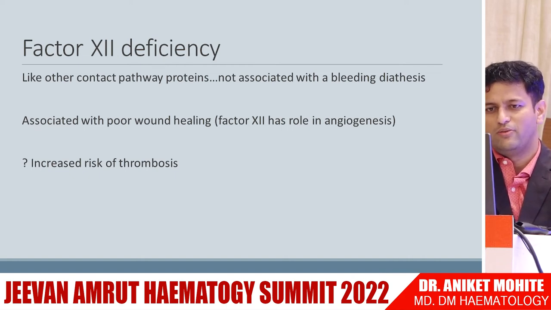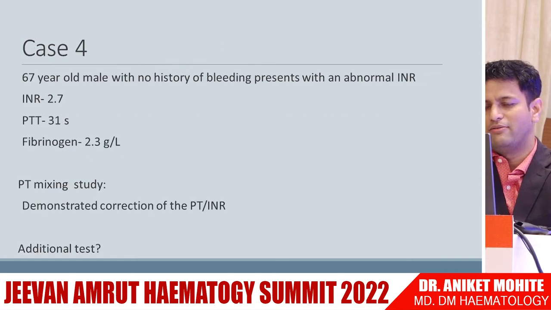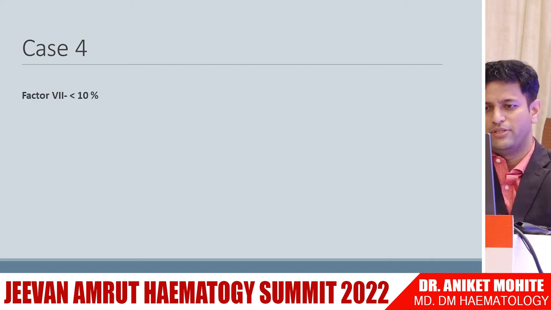A 67-year-old male presented with abnormal INR. INR is 2.7, fibrinogen is normal. PT mixing demonstrated correction. An additional factor was factor 7 deficiency, which was obvious that we saw in the previous workup.